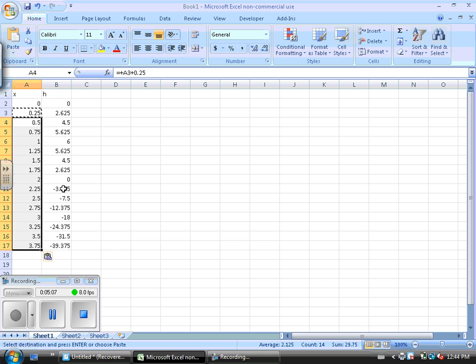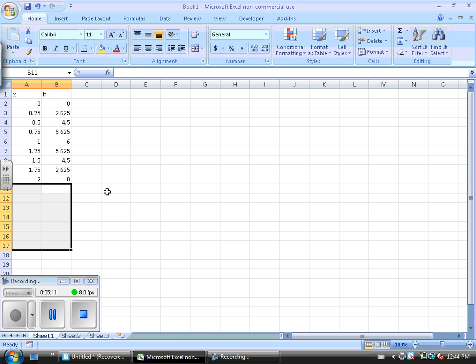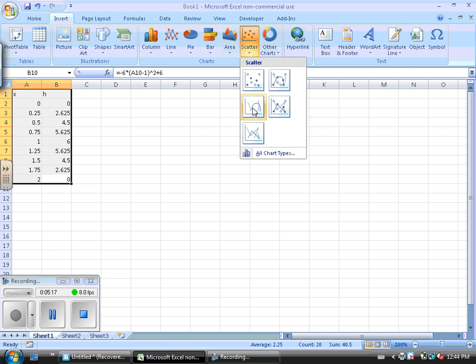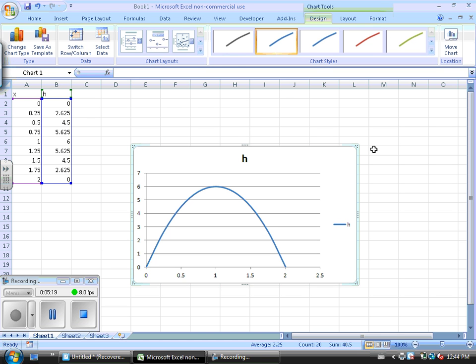And I don't actually need any values that are less than 0, so I can just get rid of these ones. Okay, and then again we highlight, insert, scatter plot, just need the lines, and it looks like that. Okay, so here's what it says: investigate solving quadratic equations by graphing.